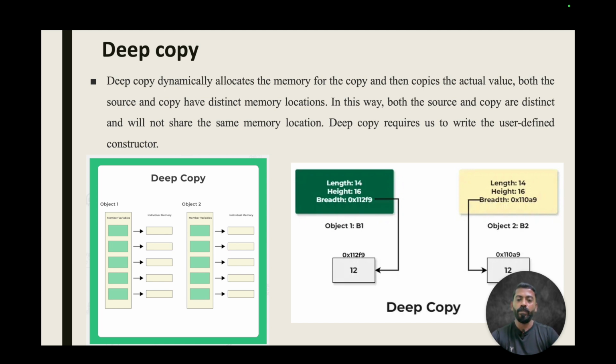So deep copy is called a user-defined constructor. In this diagram, there are two objects. One is called b1 and one is called b2. Here b1 has the value 12 and b2 has the value 12, because one object is copied to another object.